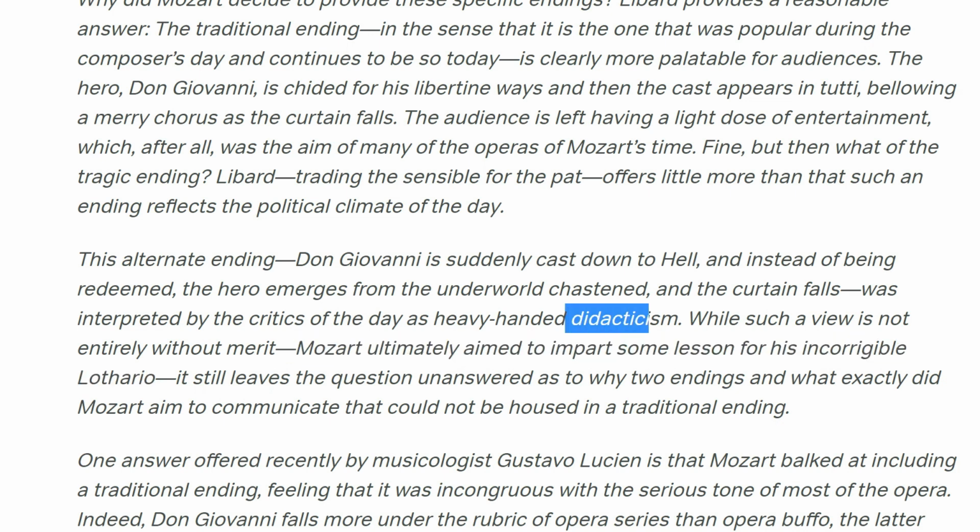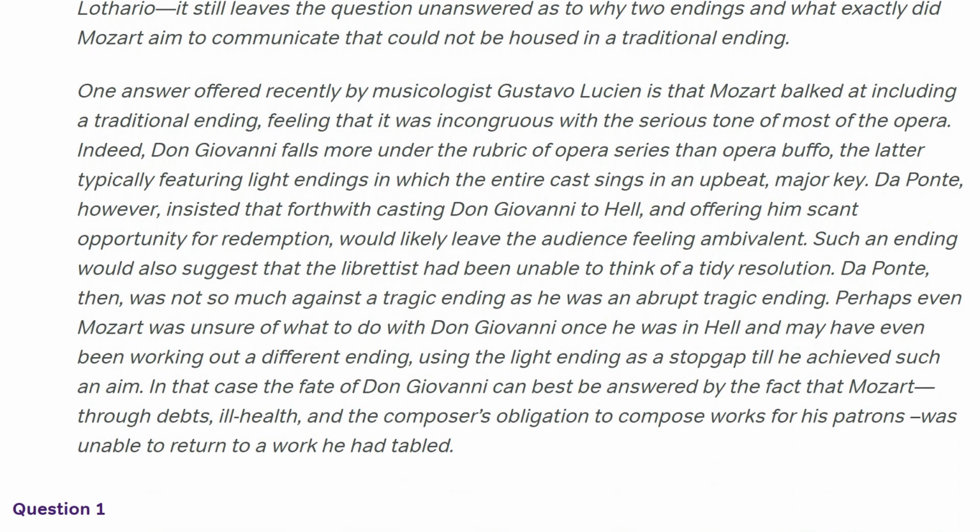But it still leaves the question unanswered as to why two endings, and what exactly did Mozart aim to communicate that could not be housed in a traditional ending. So the author thinks, yeah, that's a good point, he's trying to teach us, but why still are there these two endings? Last paragraph.